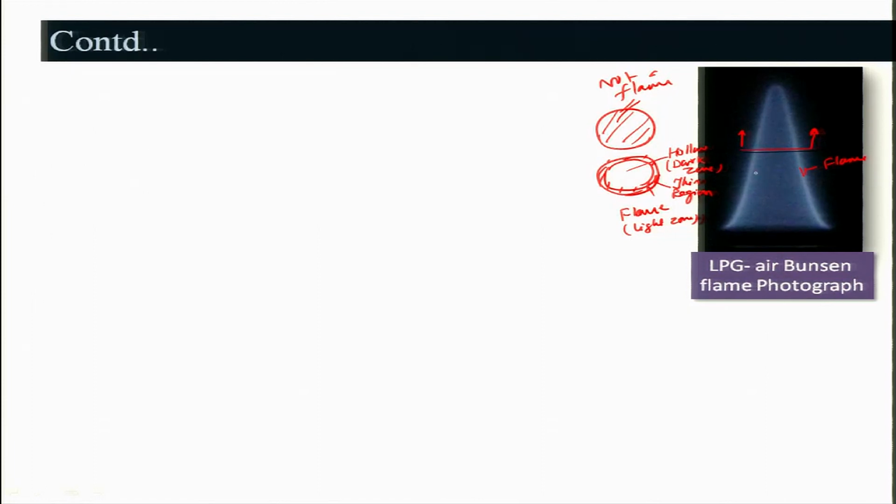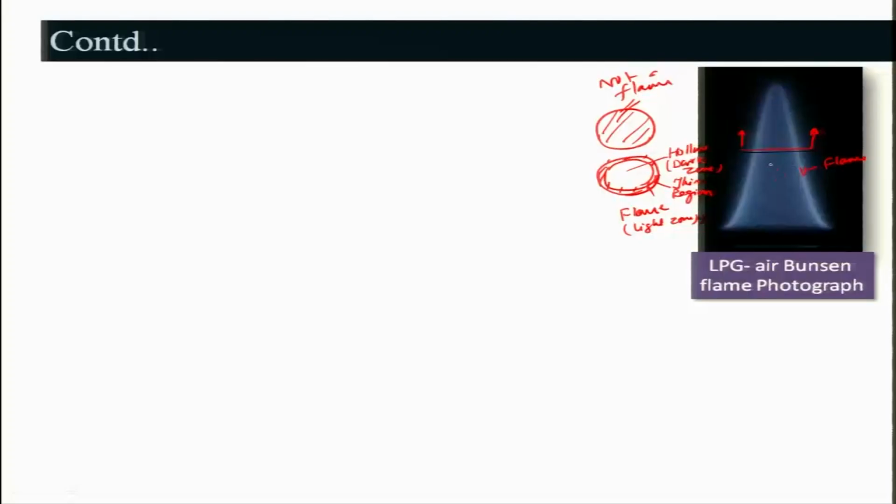The question might arise: why is the blue color coming in the center also? Because you are taking the image from the front, so the flame is there too, and you cannot avoid it. If you take these edges, that is basically the flame. The flame is this annular region, and inside there is nothing. This luminous zone we call the light zone.